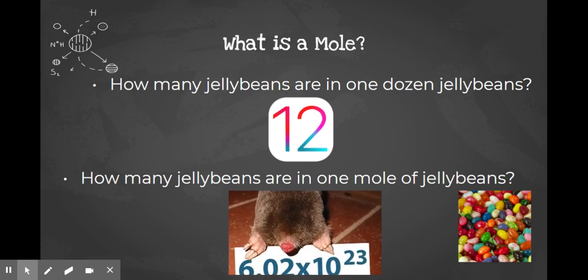Hopefully you're getting the pattern here. A mole of jelly beans is still 6.02 times 10 to the 23rd, or 602 with 21 zeros. That's a lot of jelly beans. That is a big, huge pile of jelly beans.